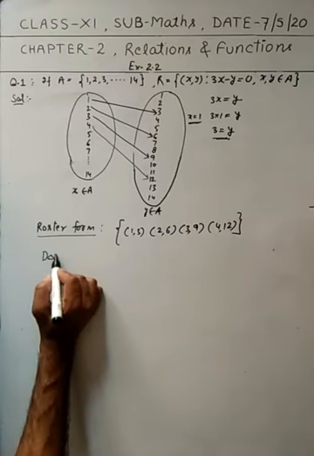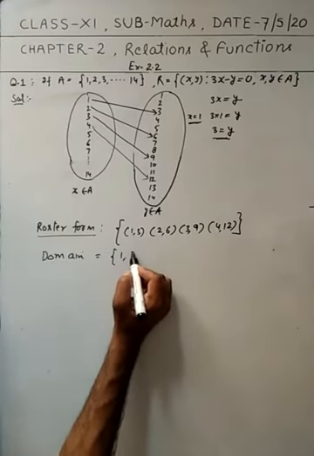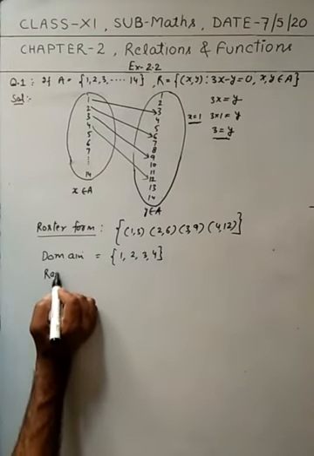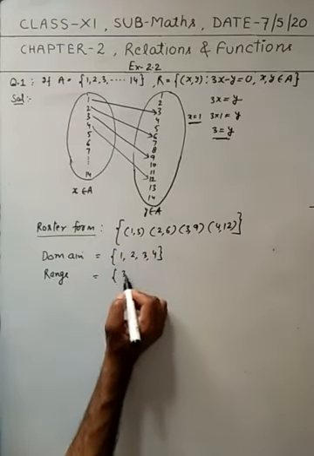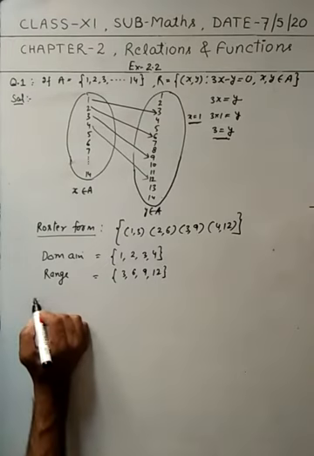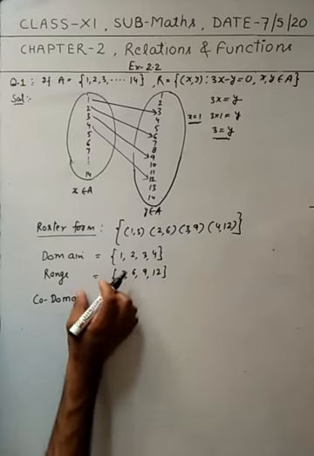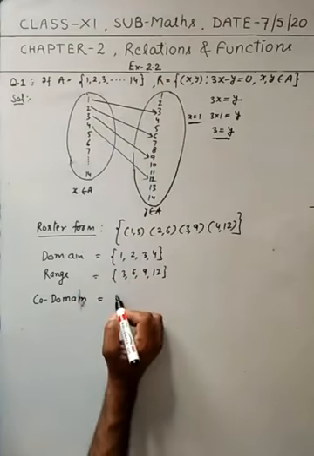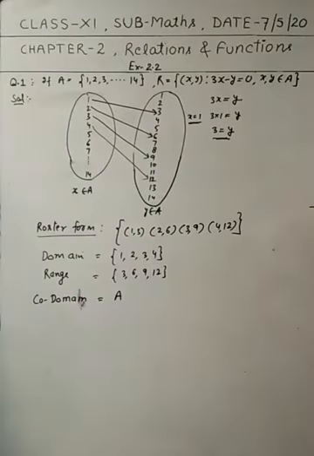Now what will be the domain? Domain is the first element. So this is 1, 2, 3, 4. What will be the range? Range will be the second element. So this is 3, 6, 9, 12. If I discuss the codomain, then it is the second set, meaning this complete set A is the codomain. I think the question is clear to you.